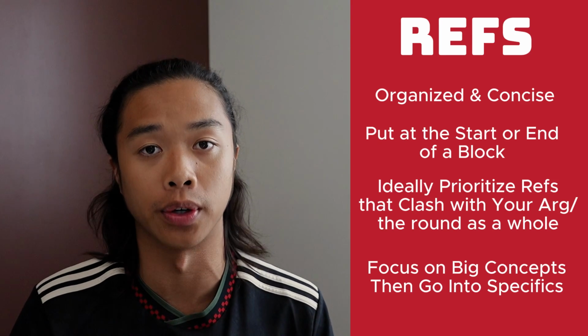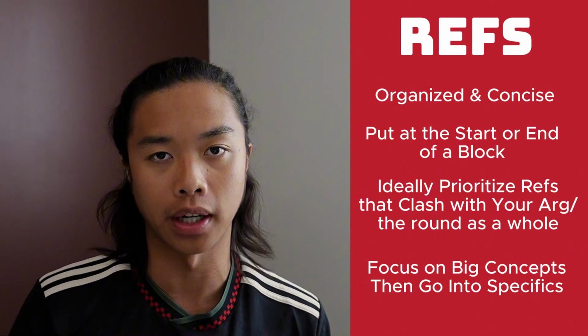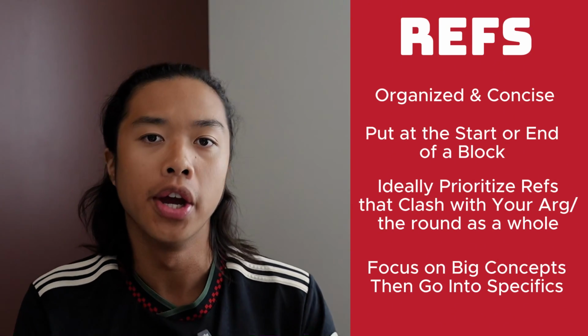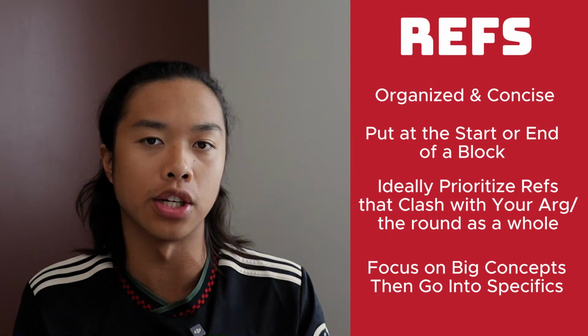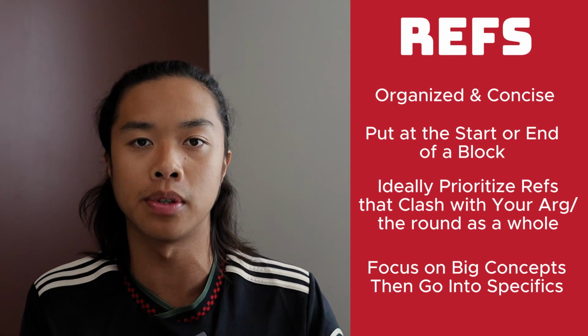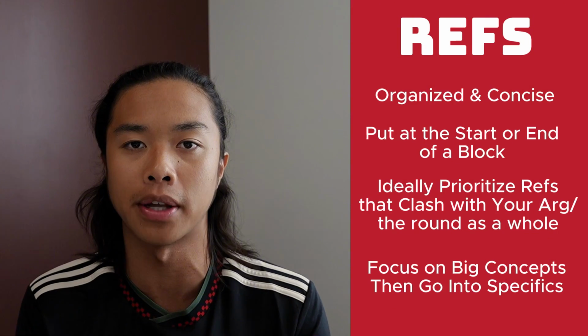Now on to some refutations. The key to some really successful refutations in congressional debate is keeping everything in order, keeping everything concise, and making sure that you're addressing things that truly matter to your case and the round. First, it's important to prioritize refutations that actually interact with your case. If you did the block format correctly, like we talked about in our last video, your argument should naturally interact with the round. It should naturally be about the clash. It should naturally be about the action.